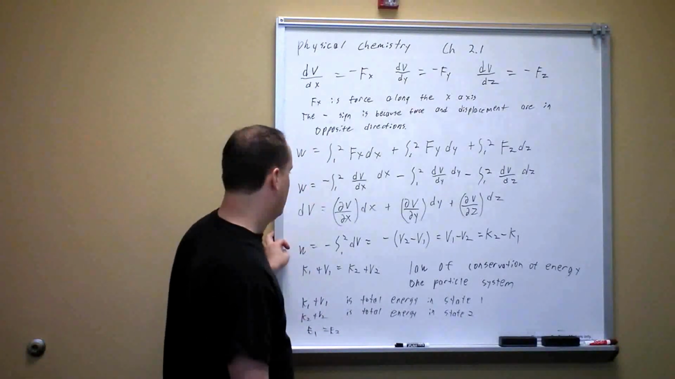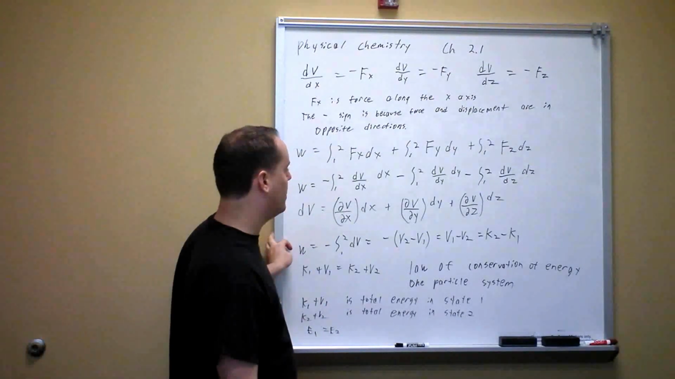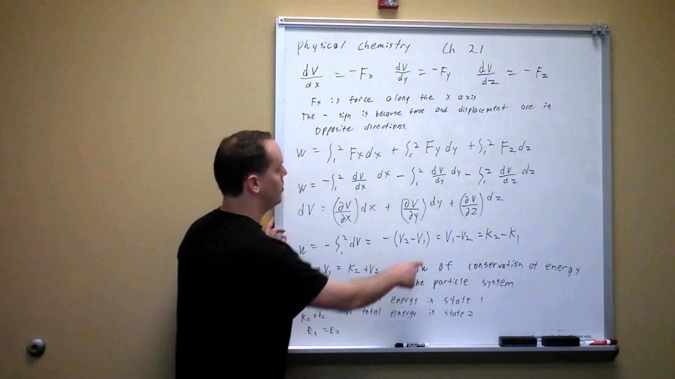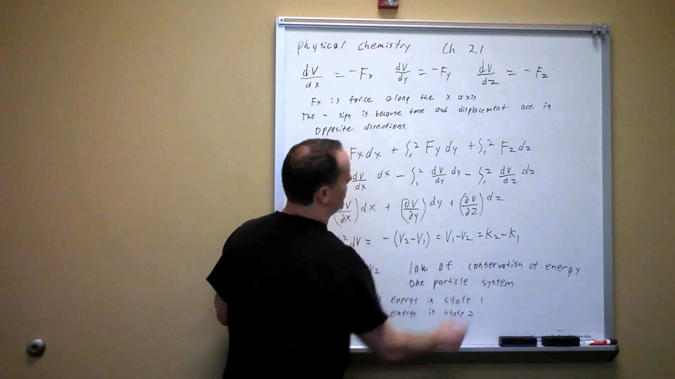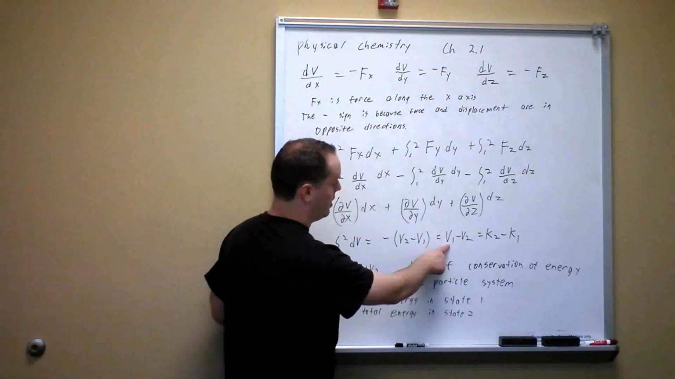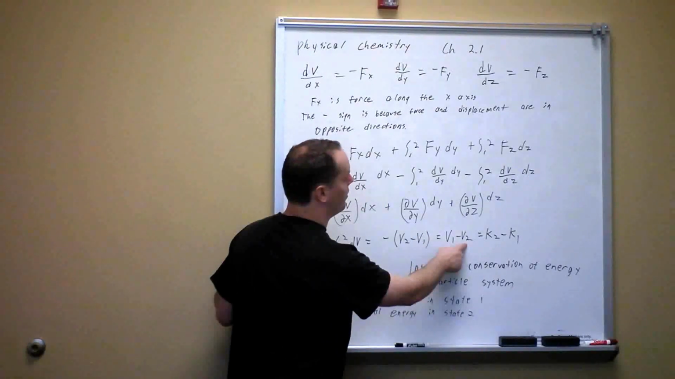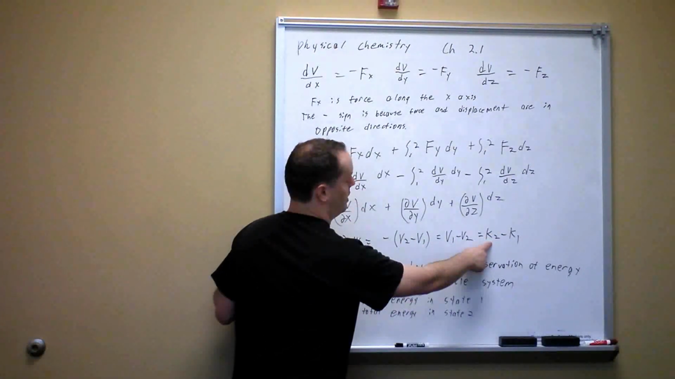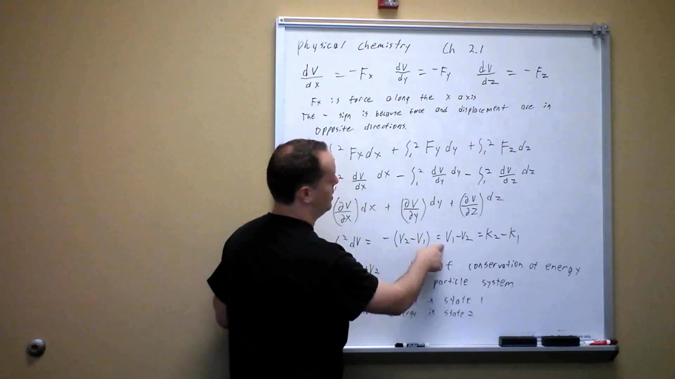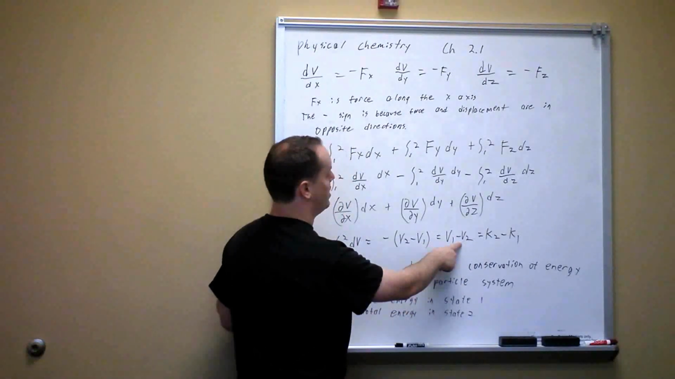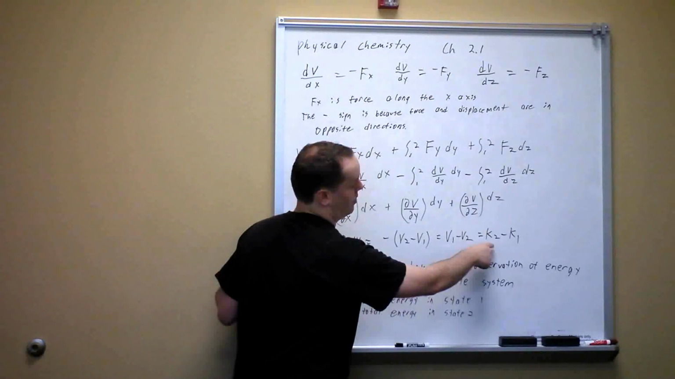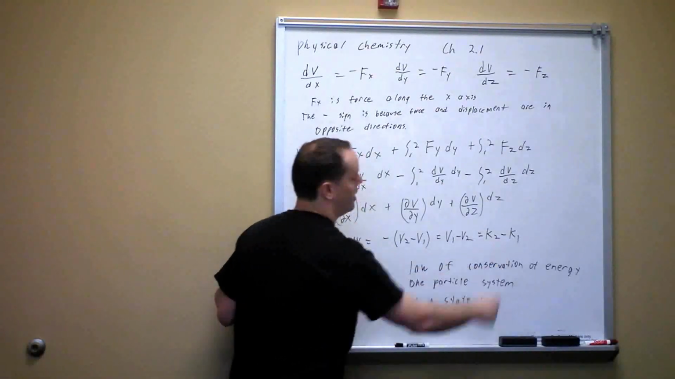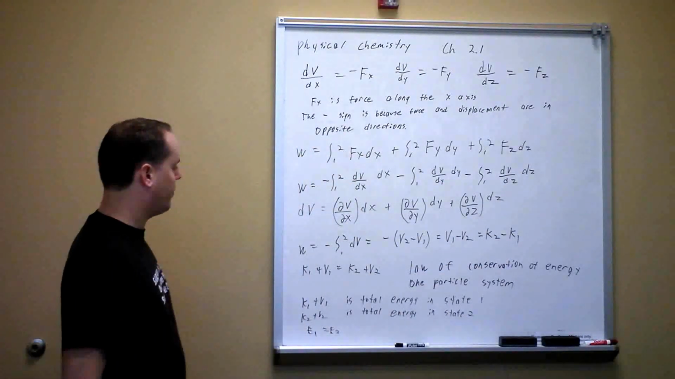Wait, is that backwards? Well, that's equal to, yes. Remember, V is potential energy, K is kinetic energy. So the work is the potential energy in state 1 minus the potential energy in state 2, I had that backwards, and that's equal to the kinetic energy in state 2 minus the kinetic energy in state 1.